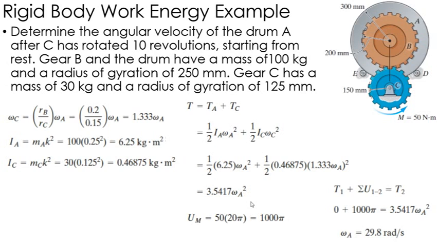So again, work energy, okay, so initial energy plus the work equals final energy. So I have my initial energy is 0 because it starts from rest. My final energy is basically 1/2 I omega squared of each of those added together. Okay, the work is basically the work of this moment. Put in there, you can calculate it that way.